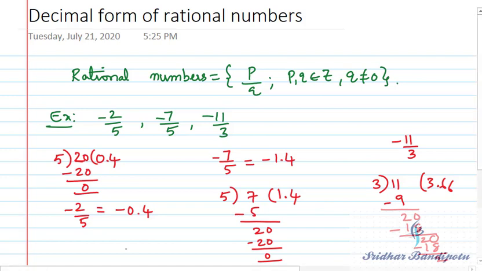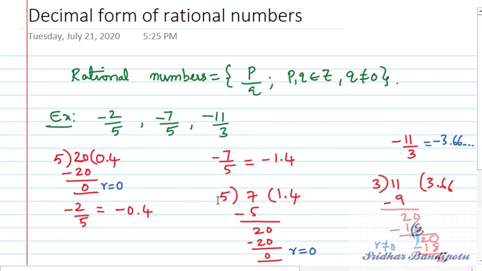Now, if you see the first example, you got the decimal form minus 0.4, and in this case you got remainder 0. In the second example also you got the remainder 0. In the third example, you did not get remainder 0, where the remainder is repeating. When the remainder is repeating and the quotient is also repeating, if you perform division you will get the answer minus 3.66 and so on, where 6 is the digit which is repeating infinitely.